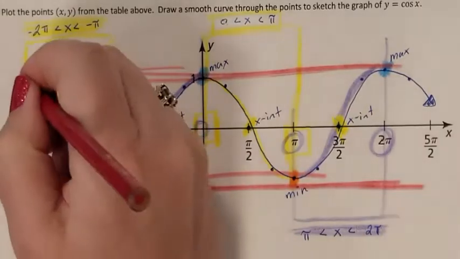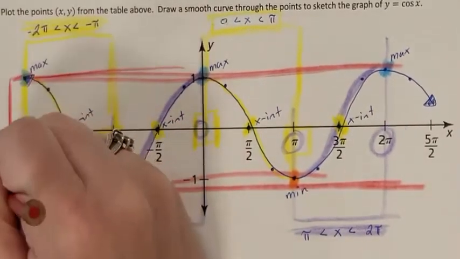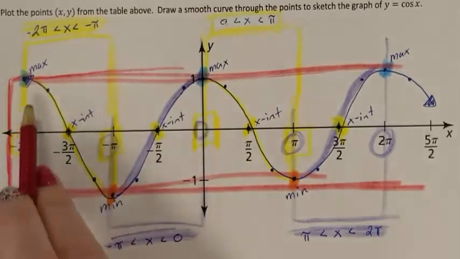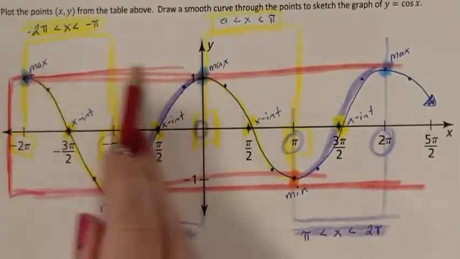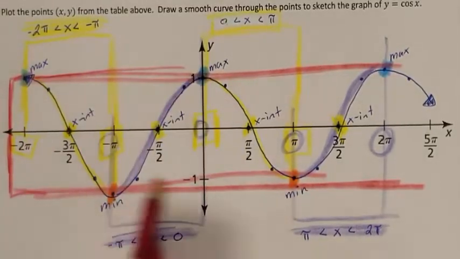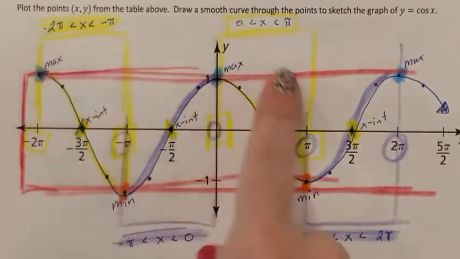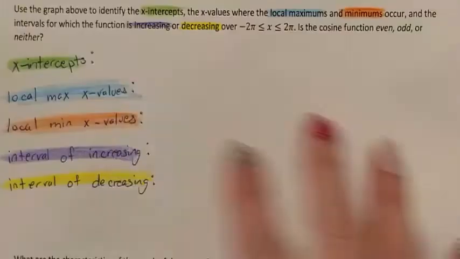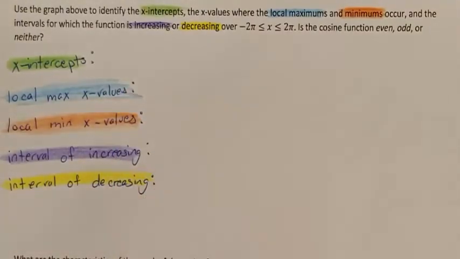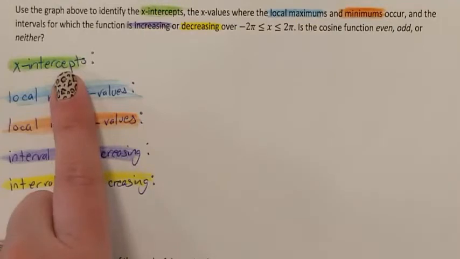All along the way, I saw that I was stuck between a positive 1 and a negative 1. Highest it ever went was positive 1, lowest it ever went was negative 1, and it just stuck between those two. So now that we've identified all of the key points on the graph, we're being asked to organize them in a list. So the first thing we need to find are our x-intercepts.